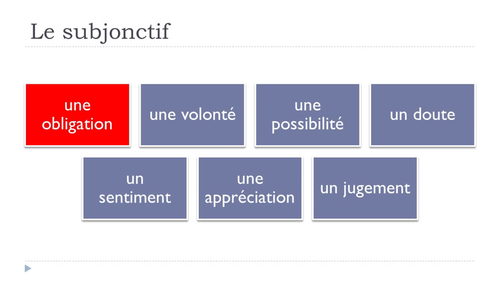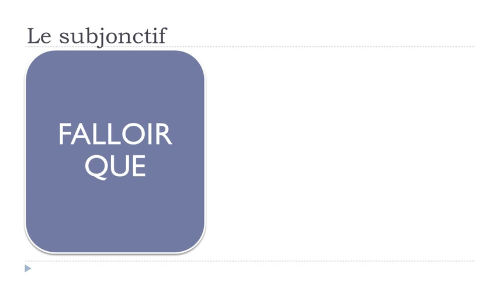Okay, so let's see first une obligation. So for example, we'll have this verb falloir and then the construction falloir que. So you will see that when we talk about le subjonctif, each time we will have que after the verb, and then the following verb will be in the subjunctive form. Okay, so that's the concept.